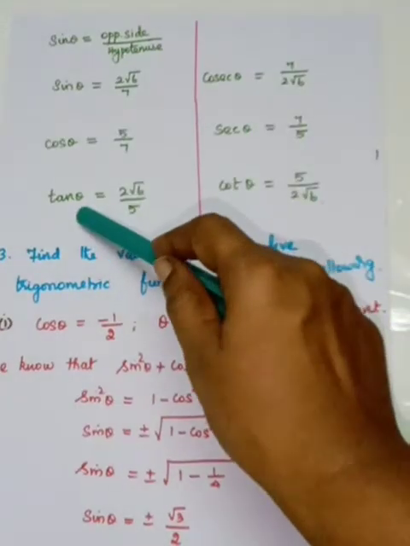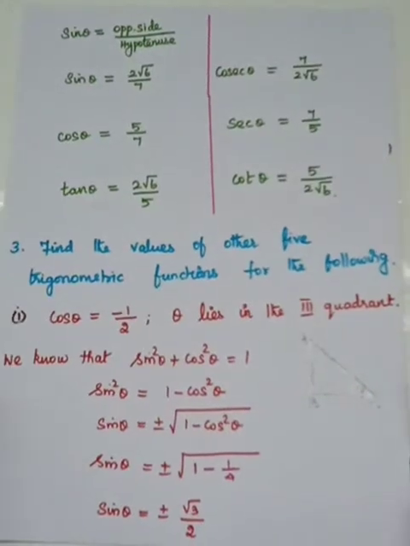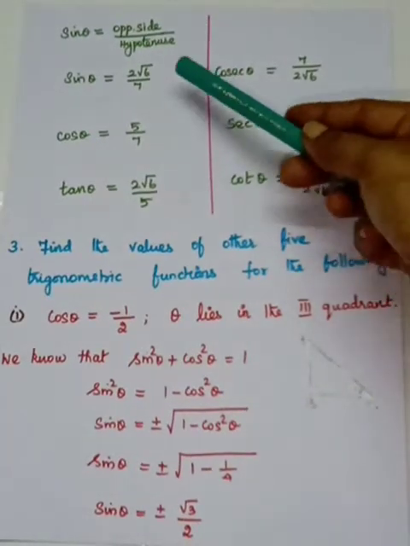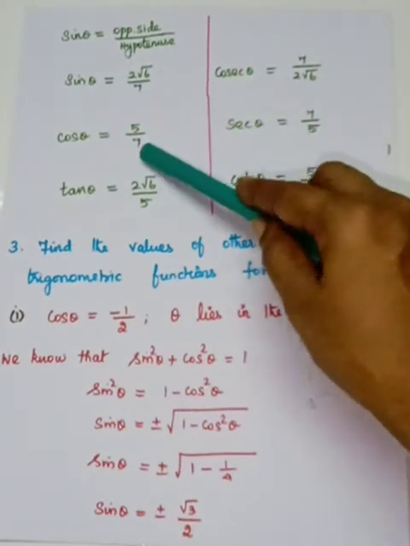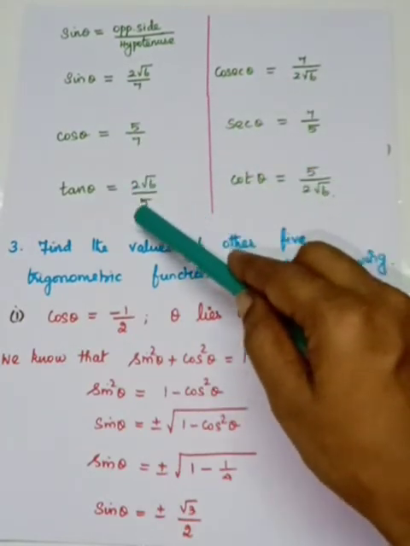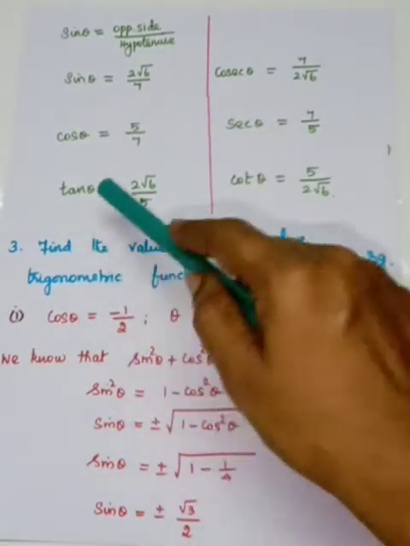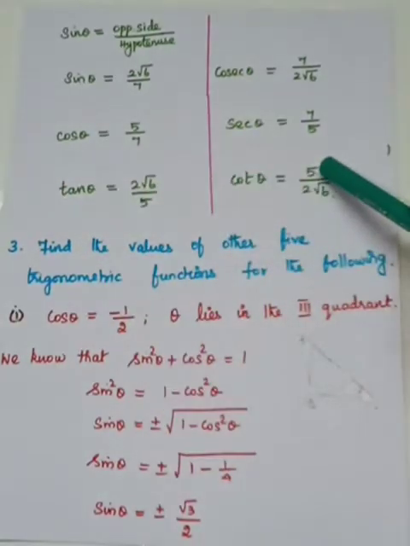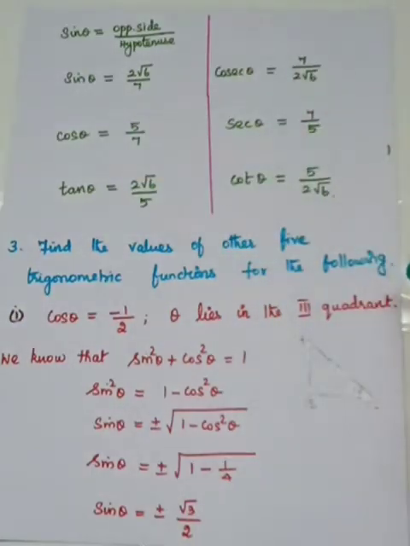And you have to go for tan theta. So tan theta, what is the formula? Sin theta by cos theta. So 2 root 6 by 7 divided by 5 by 7. The 7 gets cancelled. So it is 2 root 6 by 5. Cot theta is the reciprocal of tan theta. So when you reciprocate the value, it is 5 by 2 root 6. So the terminal side of the angle lies in the first quadrant, so all are positive.